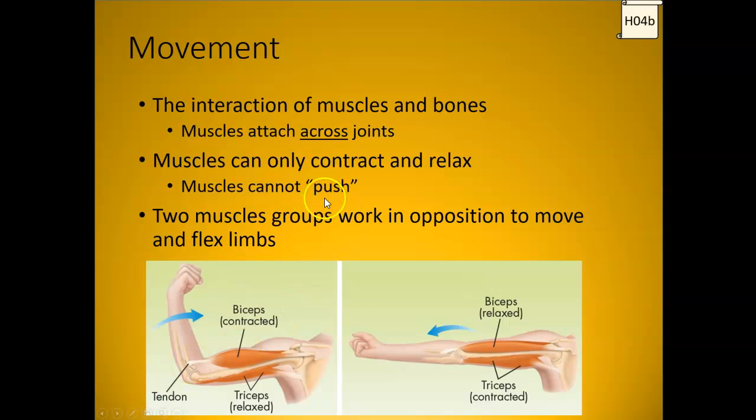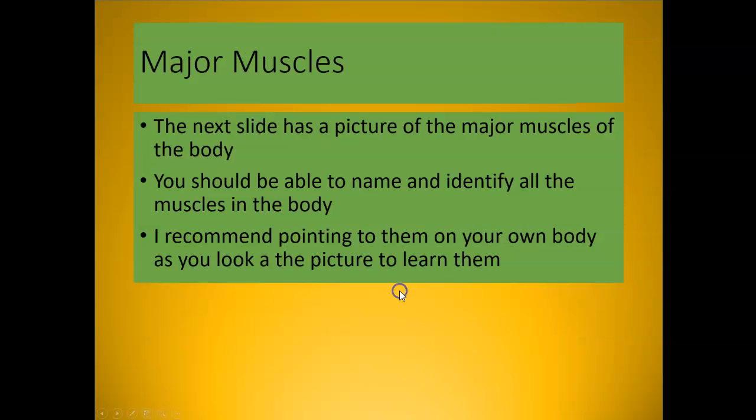As we mentioned, muscles can't push. They have to work in opposition. So you can see that bicep contracting, the arm coming up, that tricep contracting, the arm going down, and at the same time the opposite muscles have to relax.